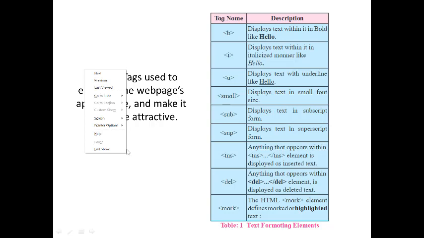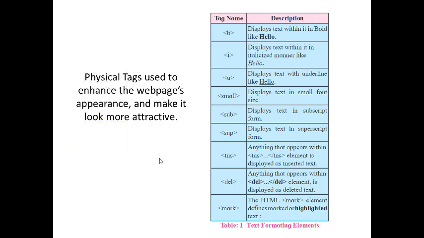These are called the physical tags. They make the web page appearance look more attractive. The first one is the bold tag, the B tag. Whatever is displayed within the starting and end of the B tag appears as bold, highlighted. For instance, the hello will appear like this.